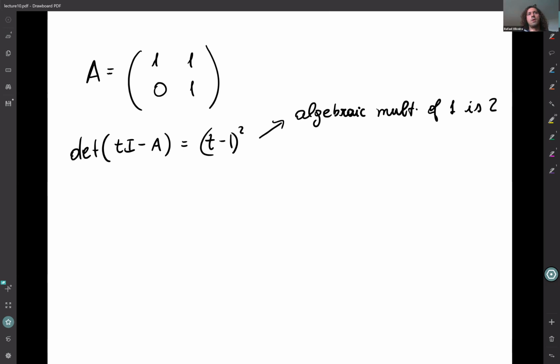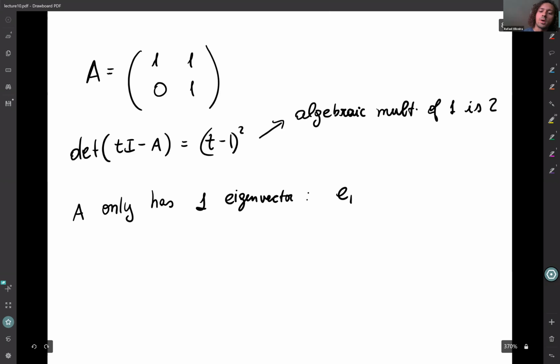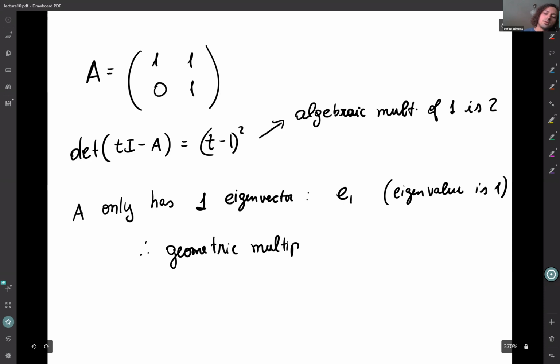right? But the thing is, A only has one eigenvector, which is E1, and the eigenvalue is 1 here. Therefore, the geometric multiplicity is 1. Does that make sense?